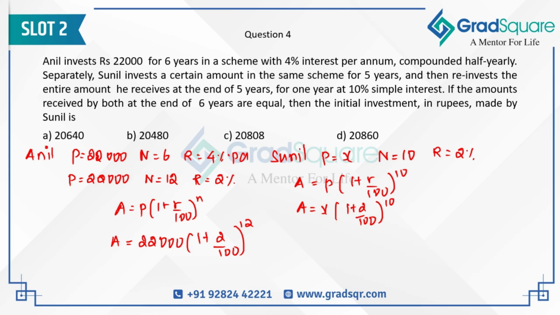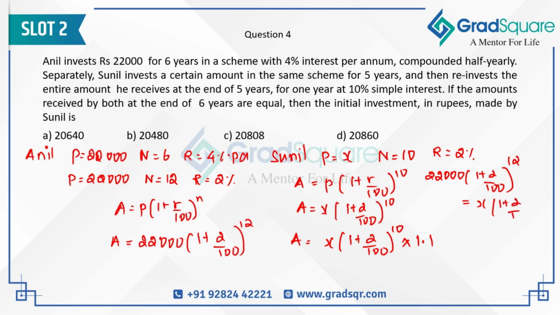But he is going to reinvest this amount in a scheme which is going to earn him 10% simple interest. So that means the final amount at the end of the 6th year will be what? Your principal plus 10% interest, which is going to be 1.1. And they've said that the total amount received by both of them at the end of the 6th year is equal. That means 22,000 into 1 plus 2 by 100 to the power 12 should be equal to X into 1 plus 2 by 100 to the power 10 into 1.1.